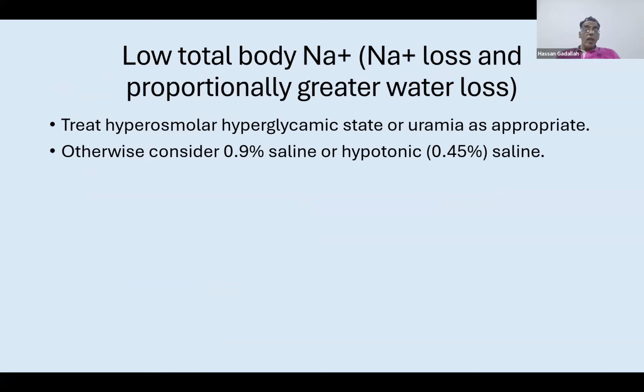If you are dealing with a type of hypernatremia with low total body sodium, which is loss of sodium, but loss of proportionately greater amount of water, the classic examples are osmotic diuretics, whether it is hyperglycemia or use of mannitol, for example.